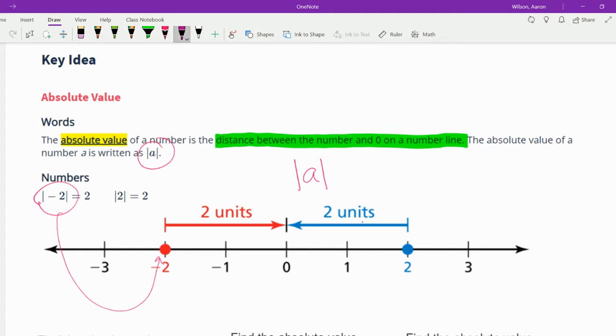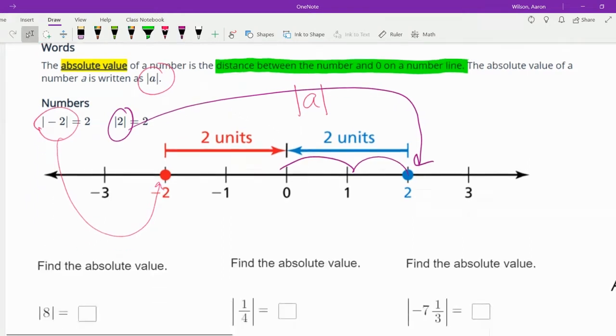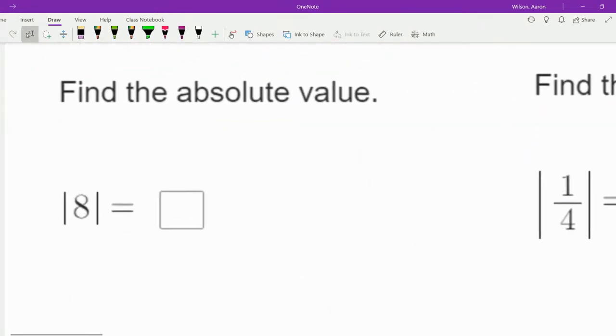And then you have the absolute value of 2. Of course, 2 is graphed on a number line right there. How far away is 2 from 0? It's 2 away from 0. Those examples hopefully give you an idea. Now we're going to get into some more. It's supposed to be pretty simple.